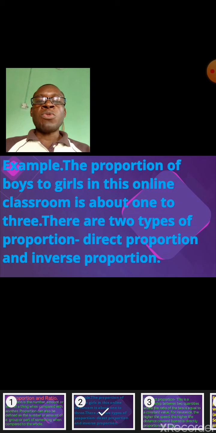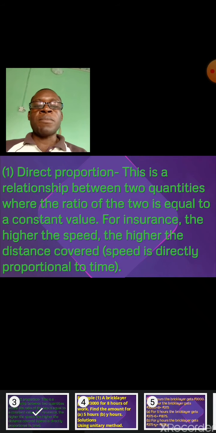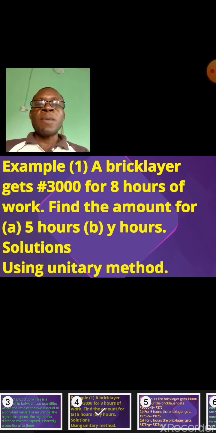There are two types of proportion, direct proportion and inverse proportion. 1. Direct proportion. This is a relationship between two quantities where the ratio of the two is equal to a constant value. For instance, the higher the speed, the higher the distance covered. This means that speed is directly proportional to time.